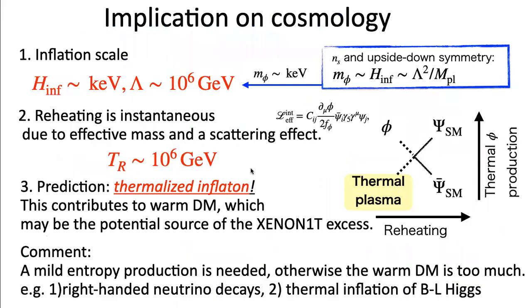Let me briefly introduce the cosmology, including the dark matter production. An important prediction of the scenario is the inflation scale. From the spectral index and upside down symmetry, and from the mass around keV, we can get that the Hubble parameter during inflation is around keV. Then the inflation scale, the height of the potential, is around 10^6 GeV.